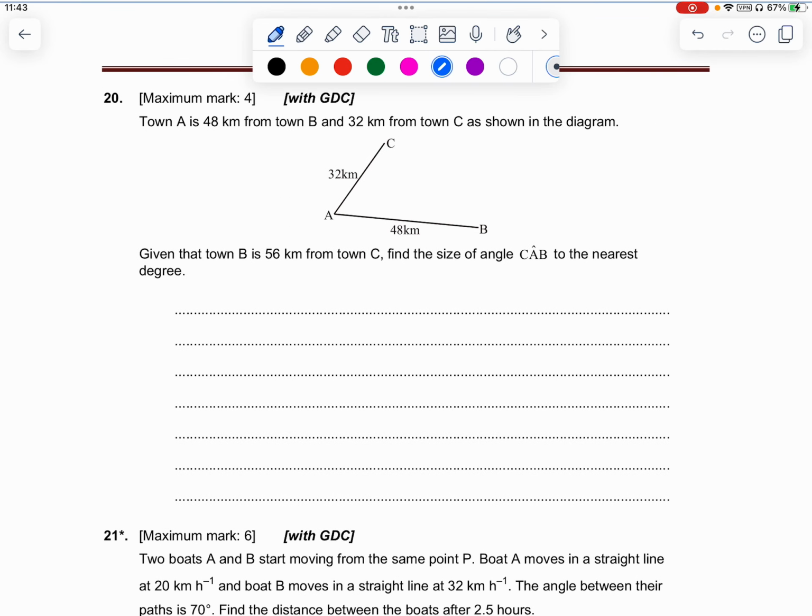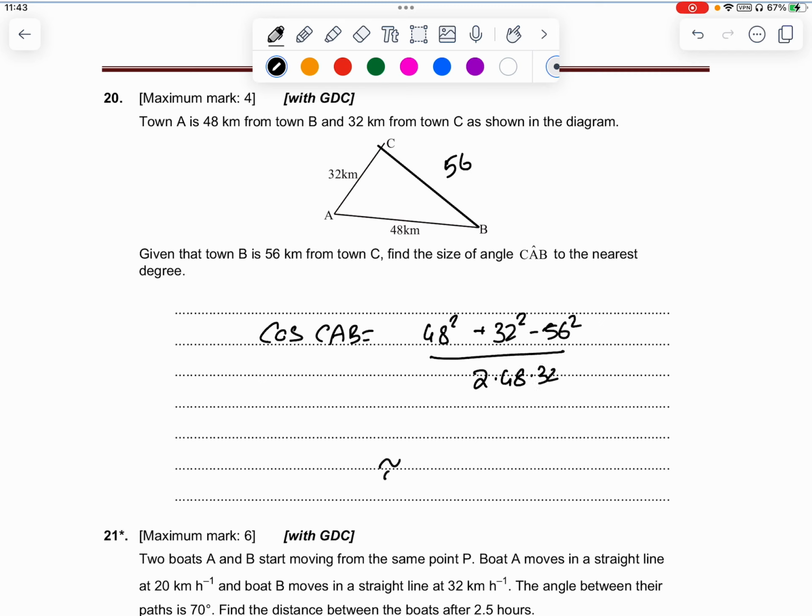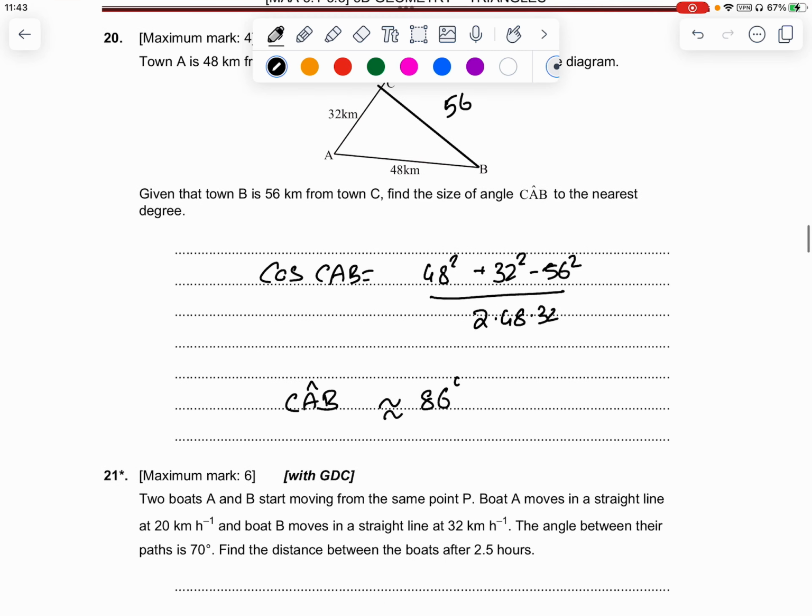Question number 20. Given that town B is 56 kilometers from C, find the angle CAB. So this is 56. So cosine CAB equals 48 squared plus 32 squared minus 56 squared divided by 2 times 48 times 32, which gives me approximately CAB equals 86 degrees.